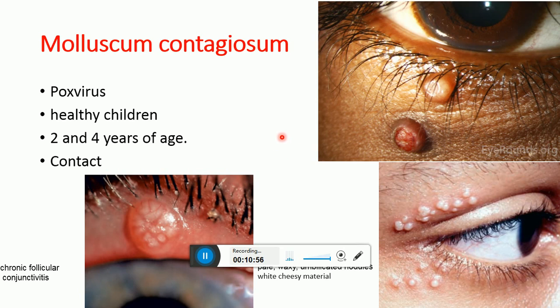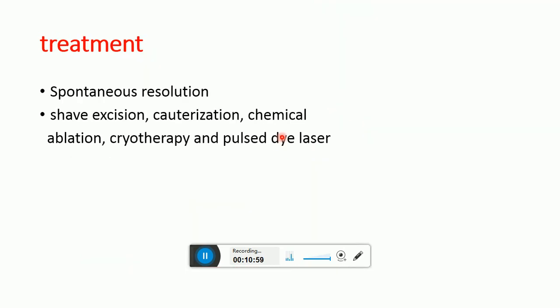And what about the treatment? Spontaneous resolution usually occurs within a few months. So wait a few months before shave excision, cauterization, chemical ablation, cryotherapy or pulse dye laser. Treatment may not be necessary, particularly in children, unless complications such as secondary conjunctivitis are problematic.